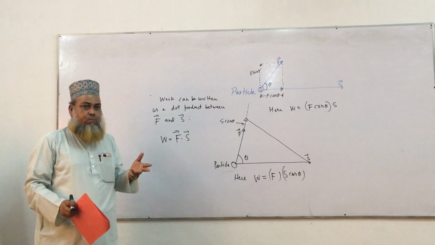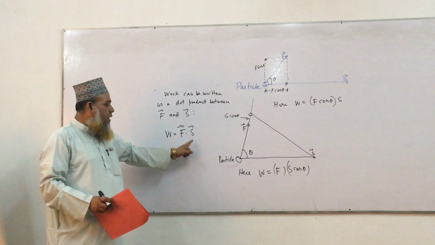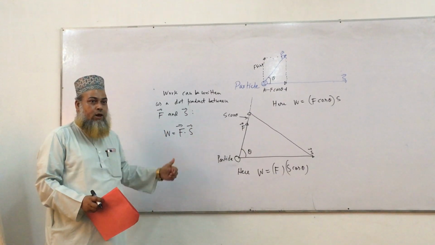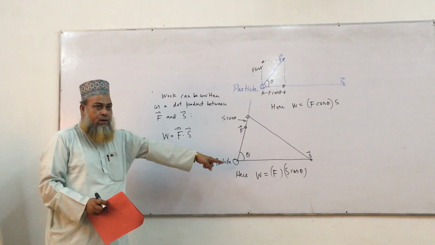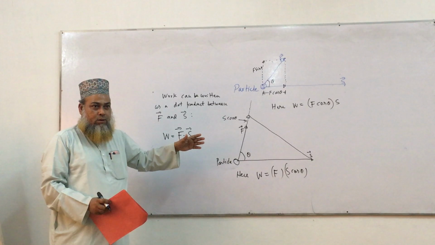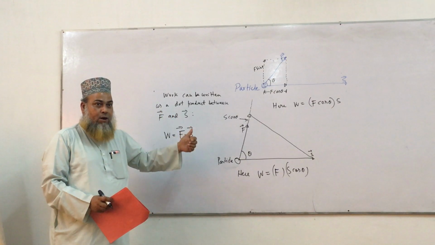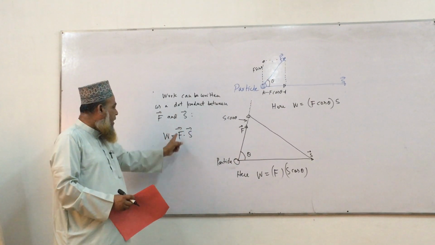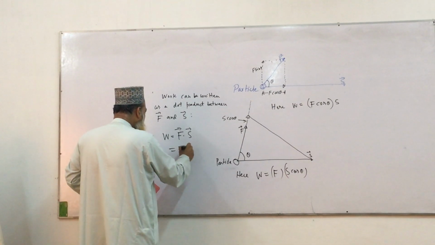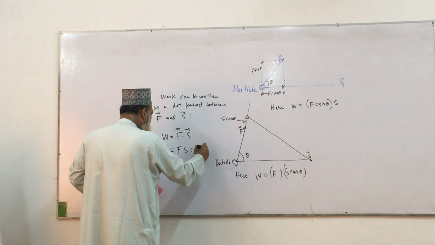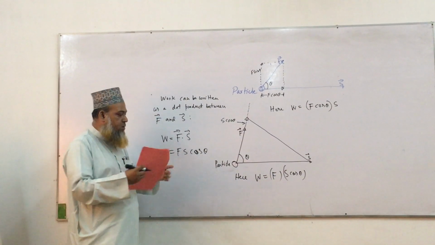As the rule of dot product says, whenever you have F dot S, this is what? F S cos theta. What is theta? Theta is the angle between F and S. Whatever we are discussing over the time, the theta was the angle between F and S. And here in this formula, F dot S gives you F S cos theta. What is theta? Theta is the angle between F and S.